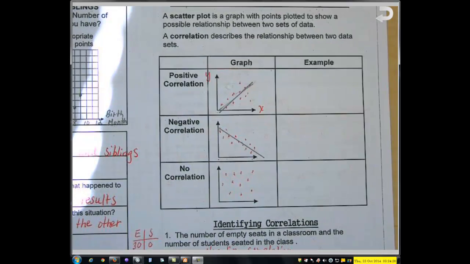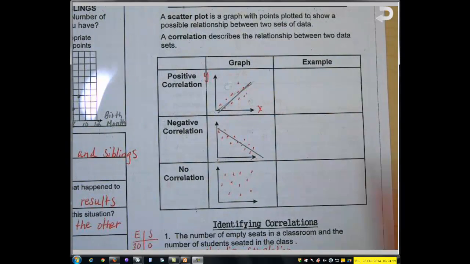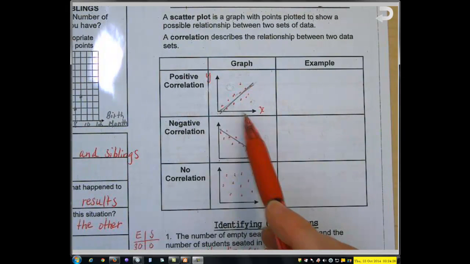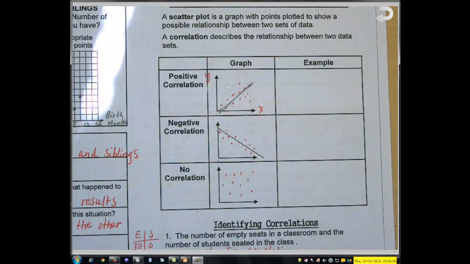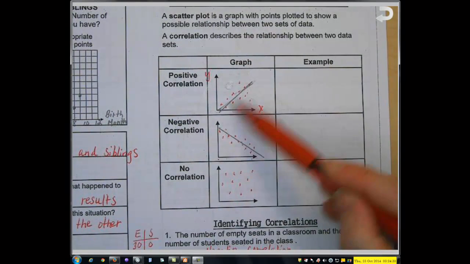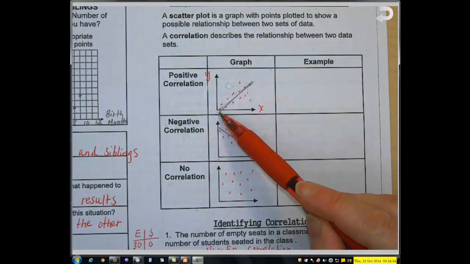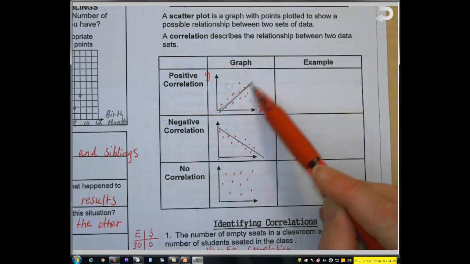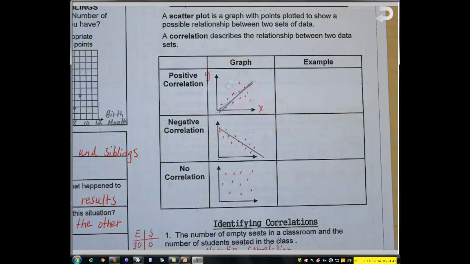A graph that has a positive correlation is going to look something like this. We may have points scattered all over the graph, but when we draw a line of best fit, we can see that generally as the x value is increasing, so is the y value. So let's think of an example of a situation that might have a positive correlation.